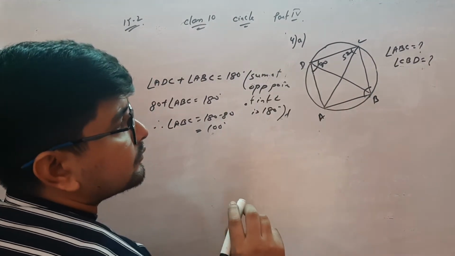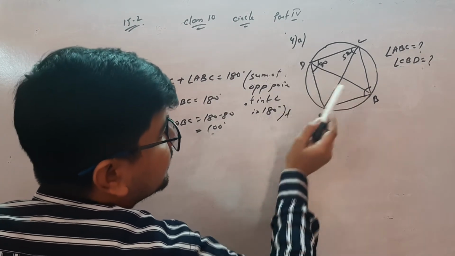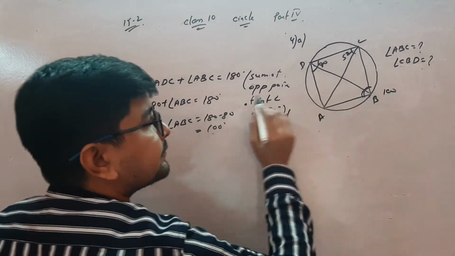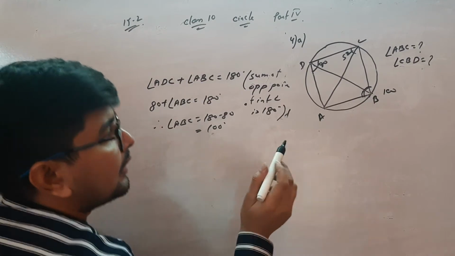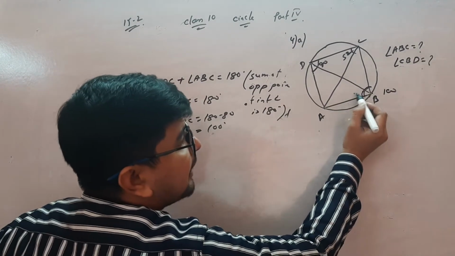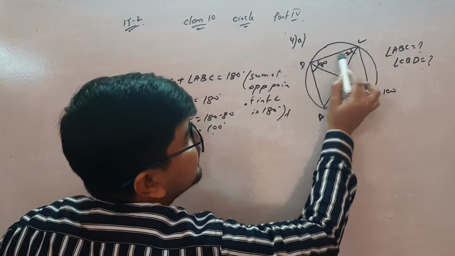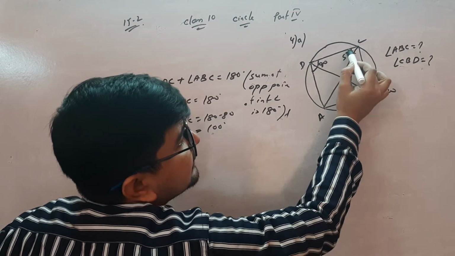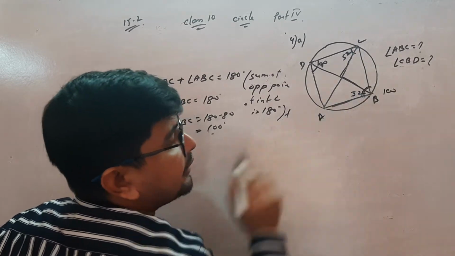Next is CBD. So we find that the whole value is 100. But how to calculate CBD? If we know this part, it is very easy to find out. See, angle in the same segment, this one is given here, that means this is also 52.